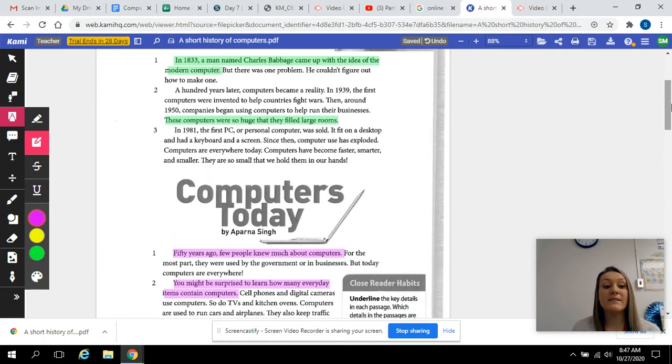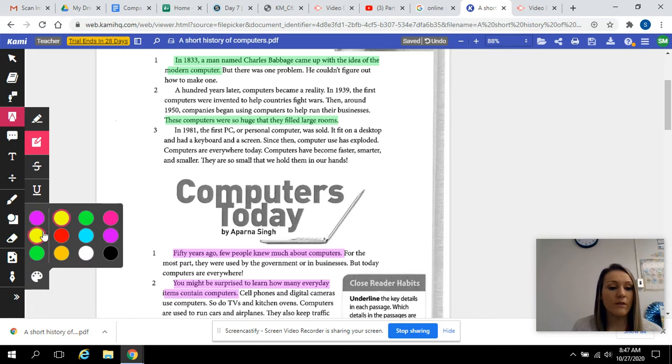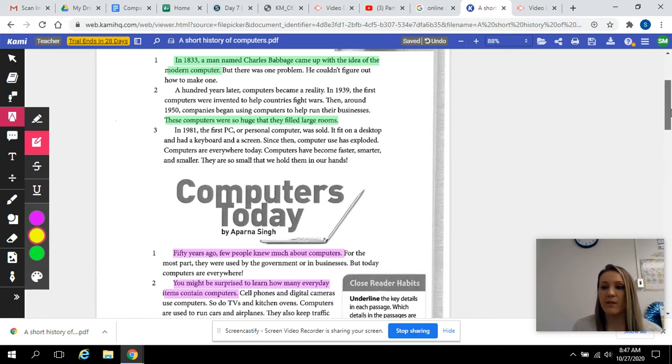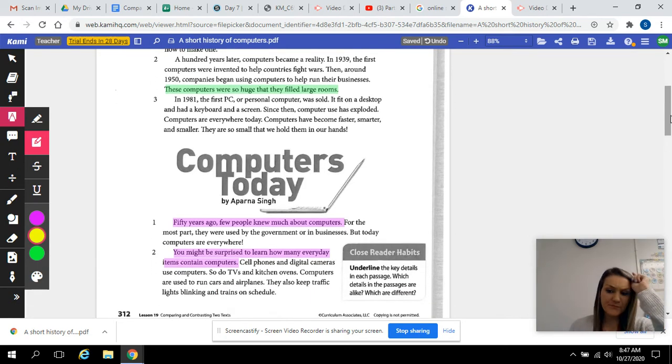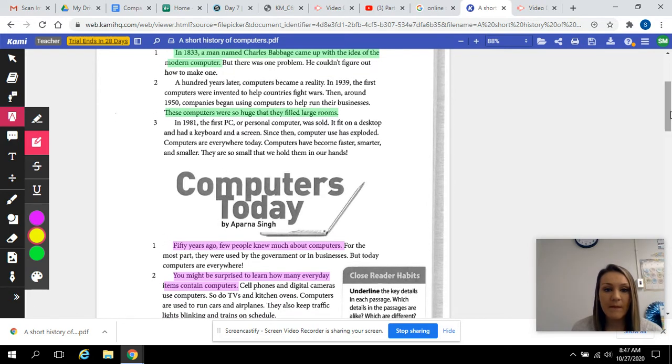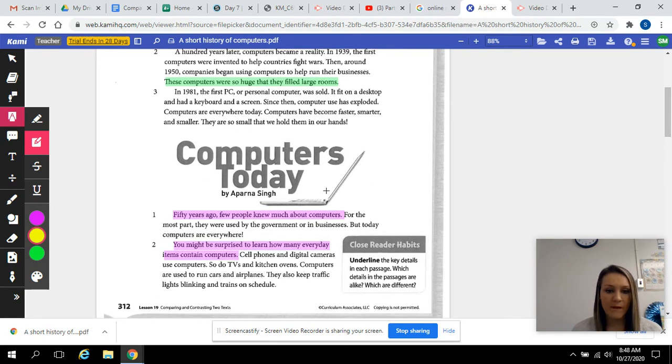Now let's find some similarities. I'm just going to find one with you guys because there's going to be one that you'll find for your assignment. What is one thing that they both talked about and are both the same? Okay, well, let's see. Right here it says around 1950, companies began using computers to help run businesses. Let's see if it talks about that down here.